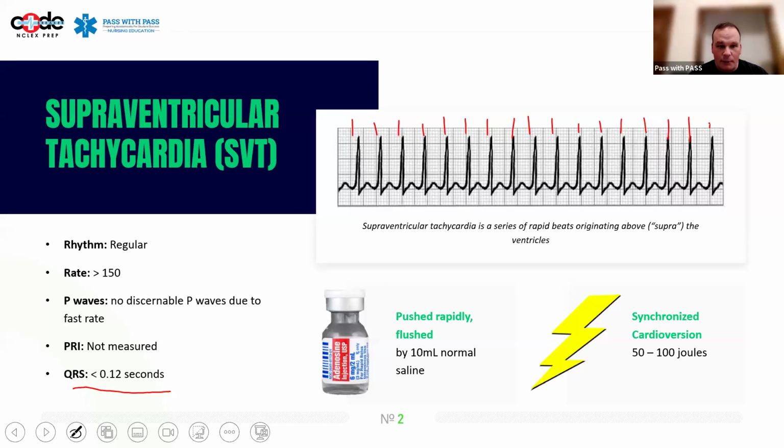So we're going to talk about the treatments of this a little bit later on. I'm not necessarily going to focus on the adenosine or the synchronized cardioversion at this time. But what I do want to talk about a little bit more is this supraventricular tachycardia, because I think it can trip you up pretty easily.